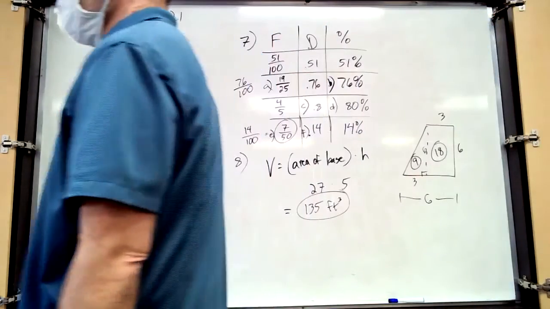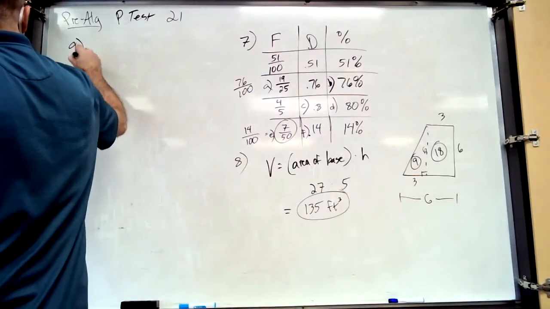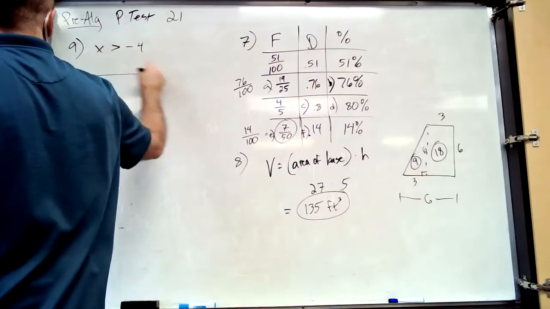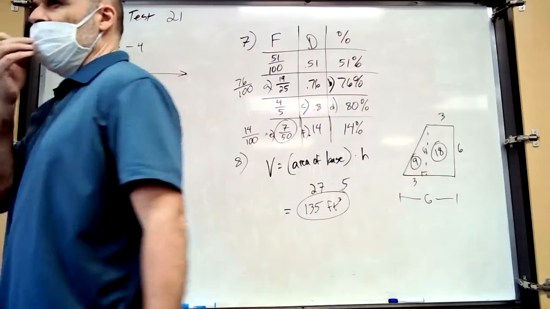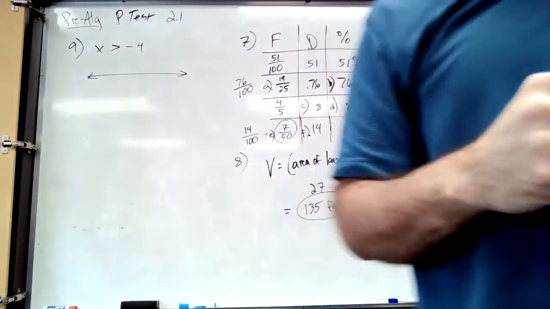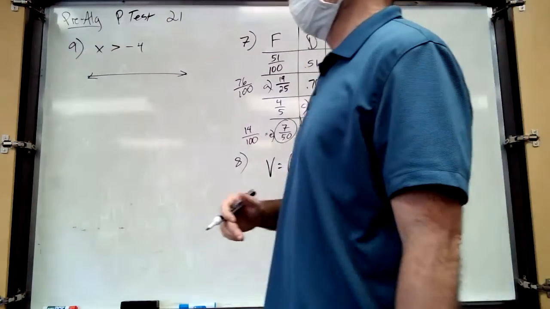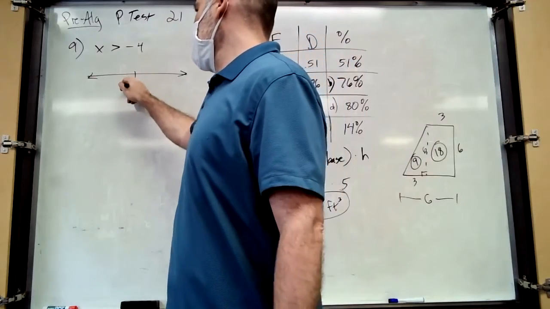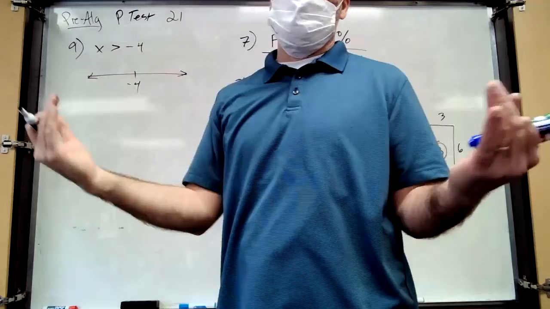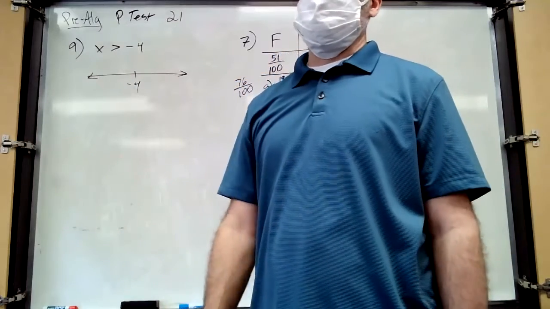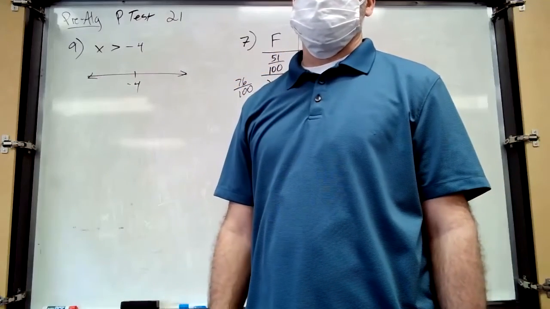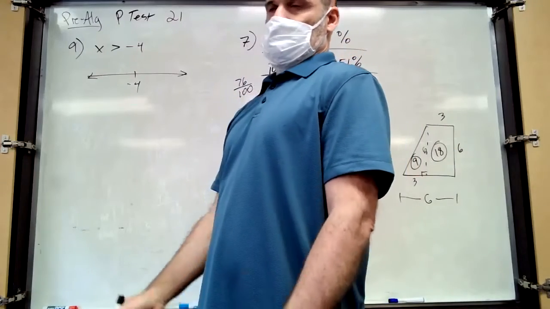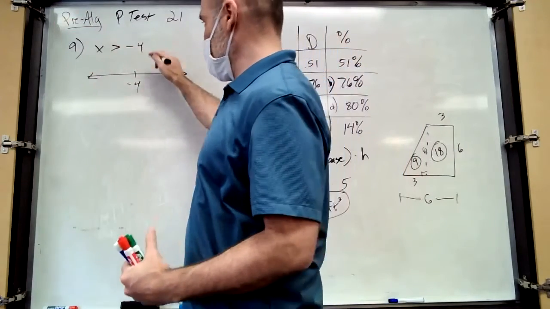All right, number 9, graph x is greater than -4. Oh, these are easy. You don't have to put 0 in the middle. I mean, you could if you want, but really you just need a -4 on there. And then just do a line. Which way? To the right, because it points to the right. So we're going to shade to the right.